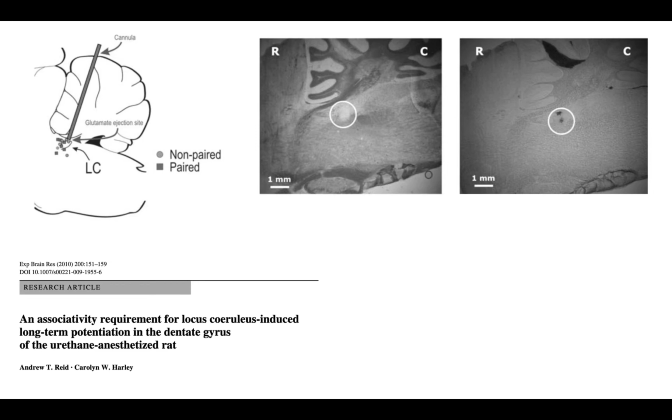So our first real collaboration was when I was an MSc student under Carolyn, studying how the locus coeruleus is important for the long-term potentiation in the rat dentate gyrus. So at the top left here, I'm showing a diagram that I put together for my master's thesis, and a cannula that's injecting glutamate into the locus coeruleus region.